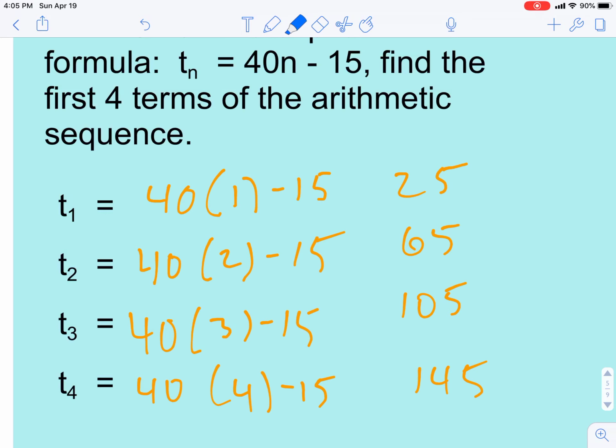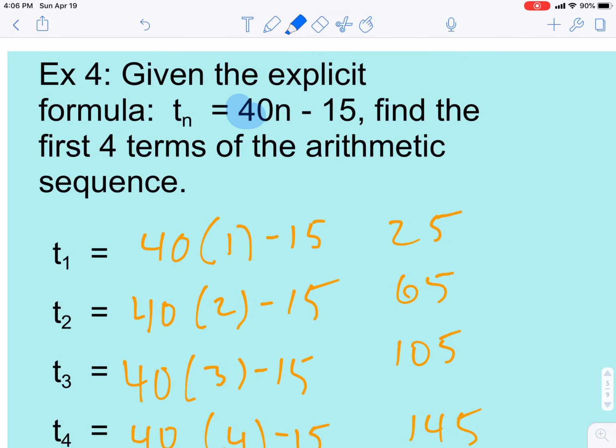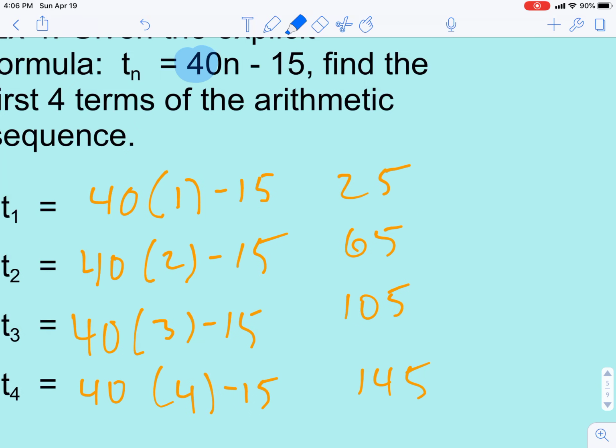Right? And if you take a look, again, slope-intercept form, 40 is the rate of change. And if you notice here, how much are these numbers going up by each time? They're going up by that slope value. Okay?